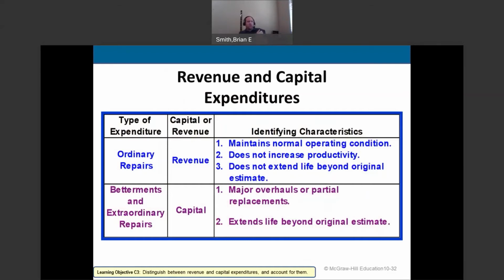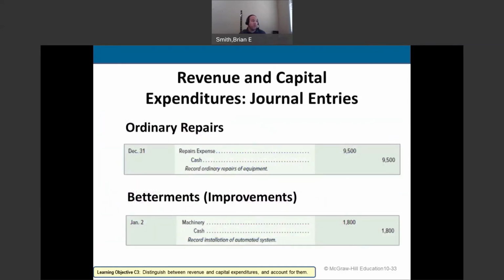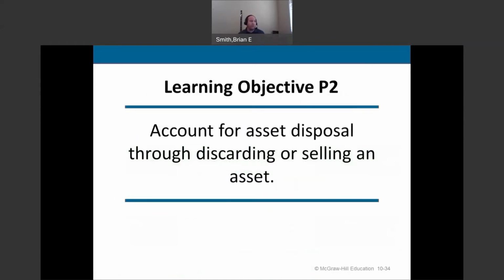But betterments and extraordinary repairs. What if we need to replace the transmission on our machine? Okay, well, that's going to increase the useful life, right? By replacing that transmission, maybe that piece of equipment will last 4 more years. Okay, so we're going to have to consider that. And maybe it'll make more things for us. So those are the things that we're going to capitalize. Ordinary repairs, here's your journal entry. Betterments or improvements, you're going to just add it to the machinery amount and recalculate your depreciation.